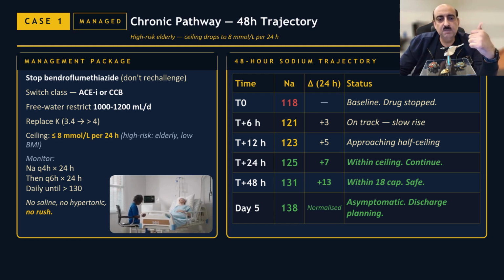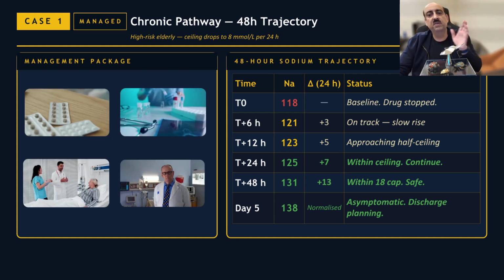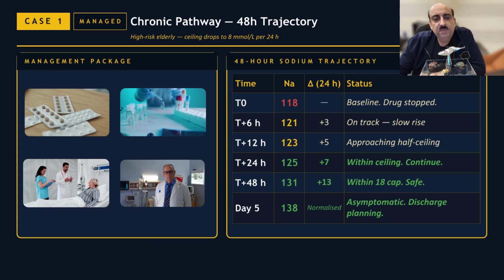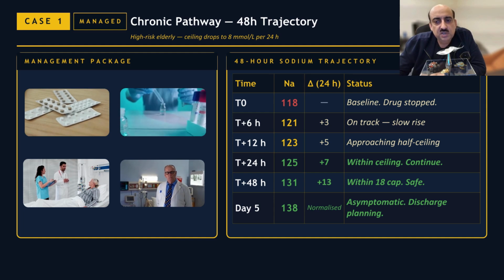Apply the ceiling up to 8 millimoles in the first 24 hours, 6 to 8 in her case. Monitor sodium 4 hourly for the first day and then 6 hourly from day 2 onwards until sodium reaches above 130, which is a safe range. Trajectory on the right side, sodium 118 at baseline, then 6 hourly, and fluid restriction and offending drug thiazide stopped, fluid restriction initiated.